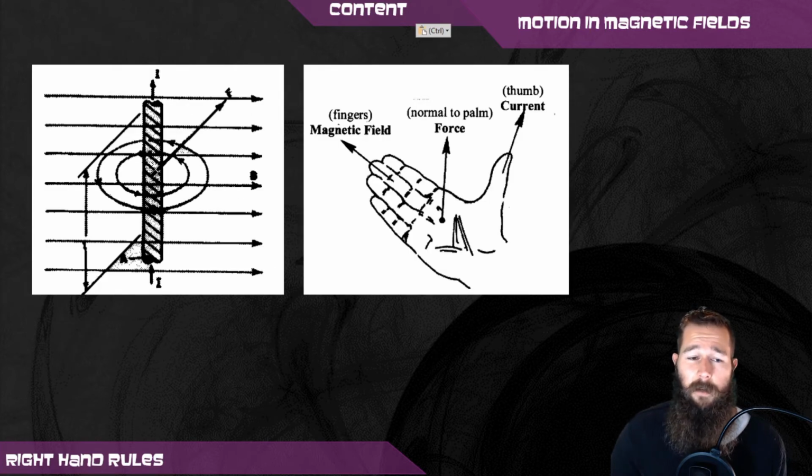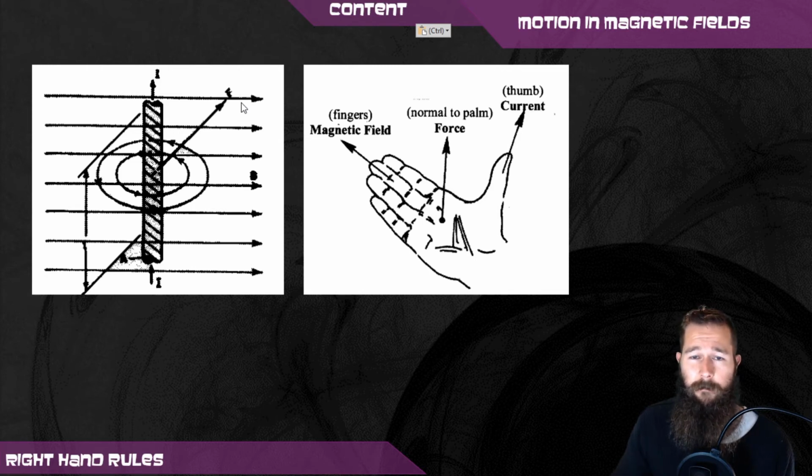So let's look at an example. Start with pointing your thumb in the direction of the conventional current in this wire. You can see it's going up, so your thumb will go up. Your fingers will be pointing to the right. So when you're looking at this, your fingers will be pointing at your right, and your palm will be facing the screen. And what that means is that because your palm's facing the screen, that's the direction of the force on the wire.